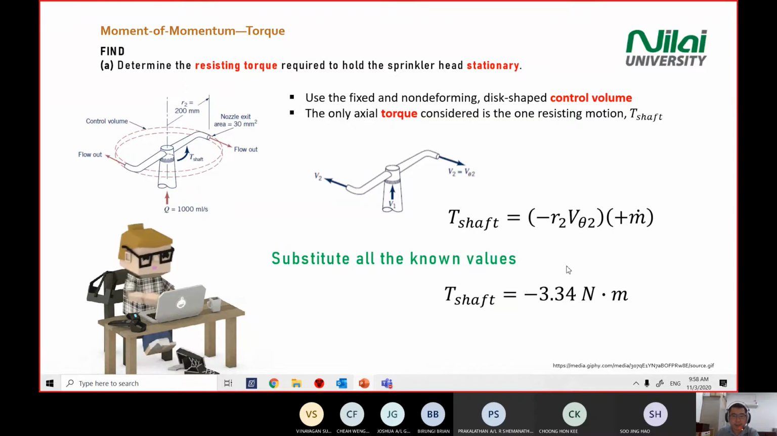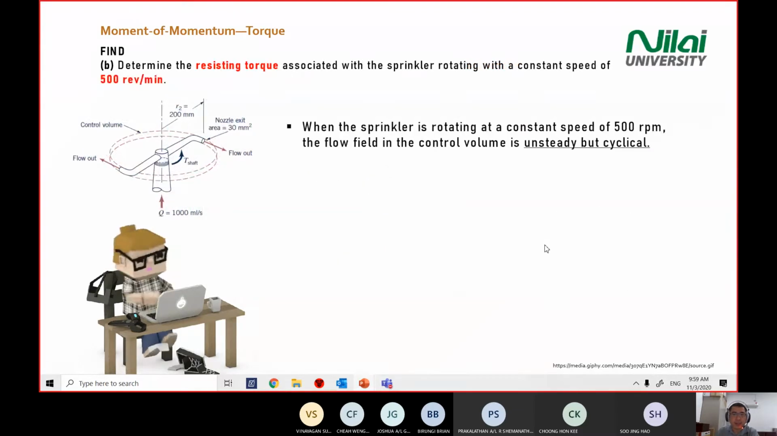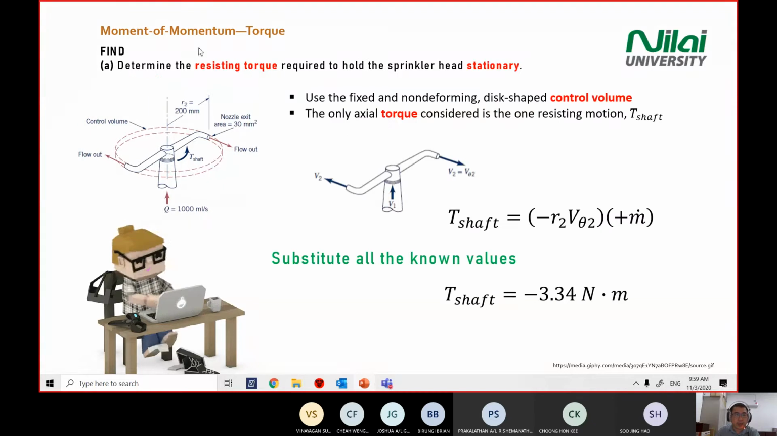Right. All right. So maybe in the test you'll be asked to explain why there is a negative sign in your answer. If you have a negative sign in the answer, you need to explain why there's a negative sign there. All right, so we already done the section 1 to calculate the resistance torque, when the sprinkler head is stationary, it means we don't have movement on the arm.